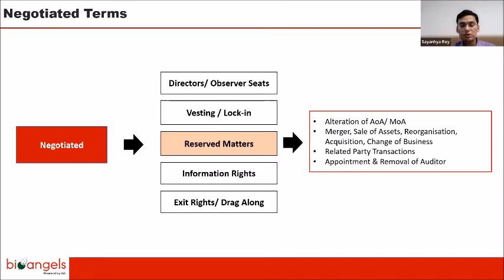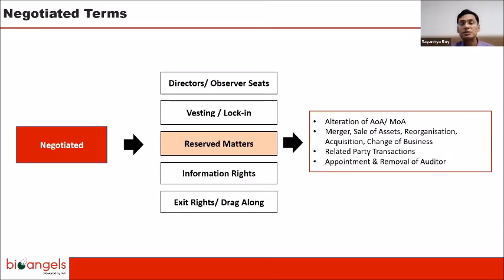And on your screen, you can see a few of the major reserve matters that we typically seek: alteration of MOA, which is essential largely because it really affects the constitutional documents of the company; a merger, sale of assets, reorganization, acquisition, change of business of the company, because this really affects the core business of the company.